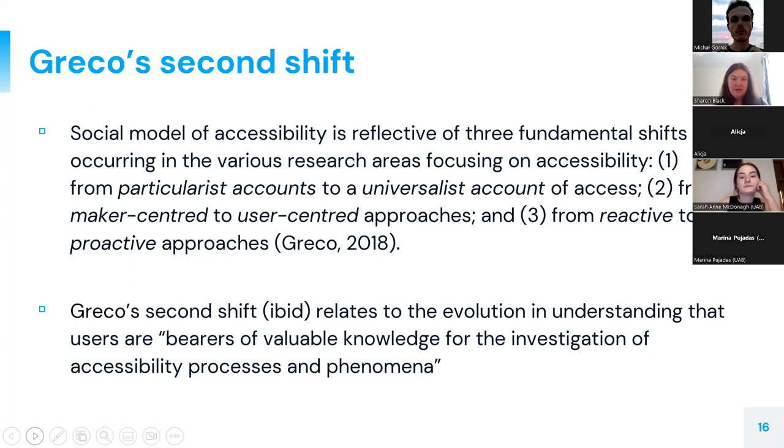The social model of accessibility that I've just presented in the previous slide is also reflective of Gian Maria Greco's three shifts, which I'm sure many of you are familiar with. So I'll not go too into depth on those. I'm happy to discuss further at the end of the talk. But briefly, Greco's three shifts that he has identified occurring in the various research areas focusing on accessibility are: number one, from particularist accounts to a universalist account of access; number two, from maker-centered to user-centered approaches; and three, from reactive to proactive approaches.